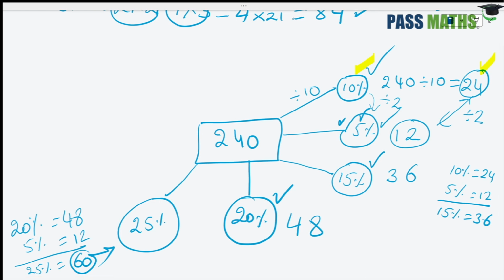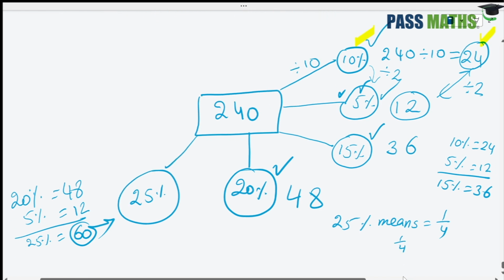The other method there as well: 25% as a fraction is a quarter. And a quarter of 240 will be 60, because how many 4s make 24 is 6, add a 0. So that gives you 60.